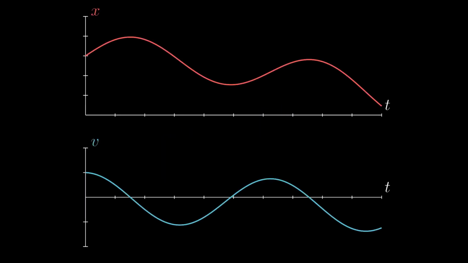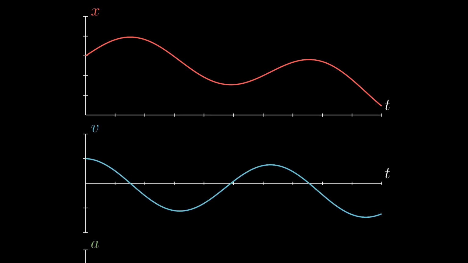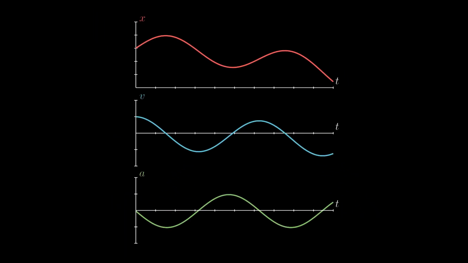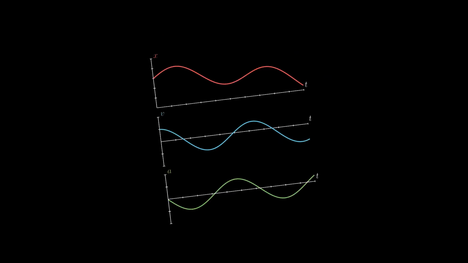Now to get instantaneous acceleration, we again just take the limit as our time step goes to 0. And just like the position versus time graph, we can also find the acceleration versus time graph from the slope of the velocity versus time graph. Man, that's a lot of graphs.